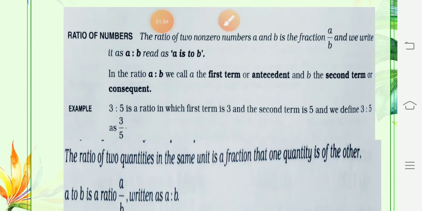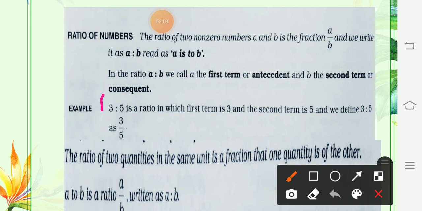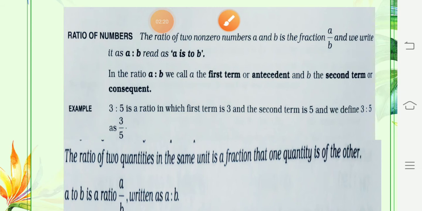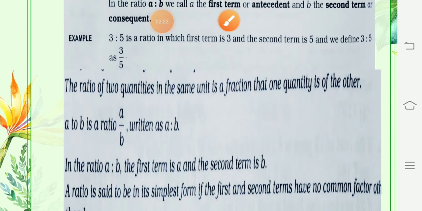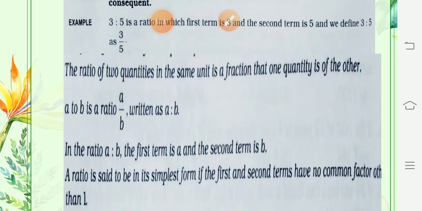Continue. What's the example? 3 ratio 5 is a ratio in which the first term is 3 and the second term is 5, and we define 3 ratio 5 as 3 upon 5. Is it okay, students? In this example 3 ratio 5, 3 is the first term and 5 is the second term, defined as 3 upon 5. Now the topic is some important facts about the ratio.